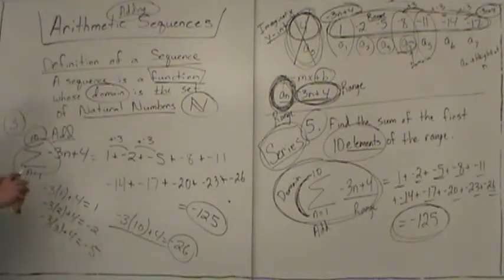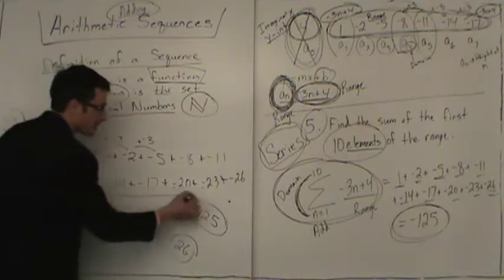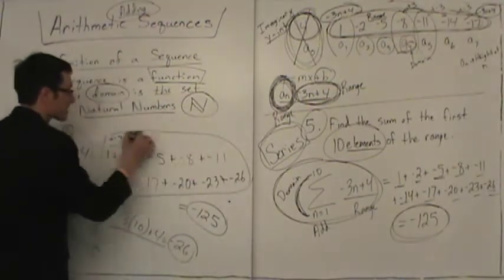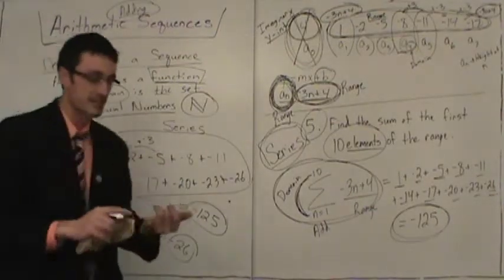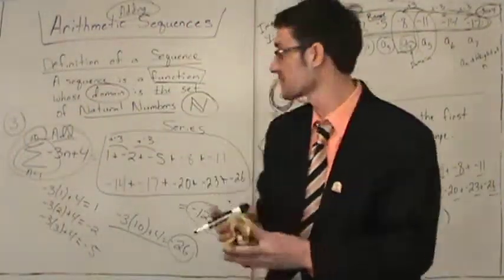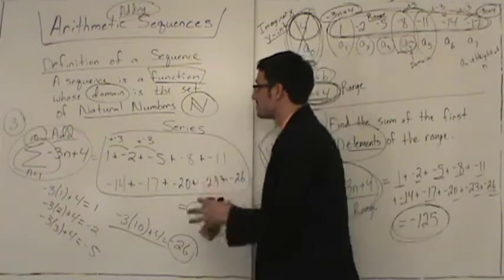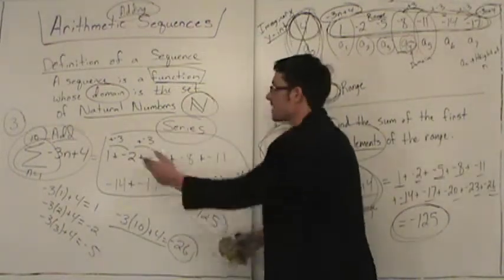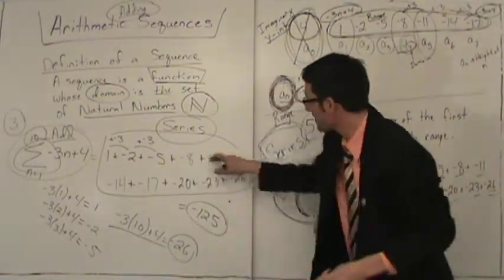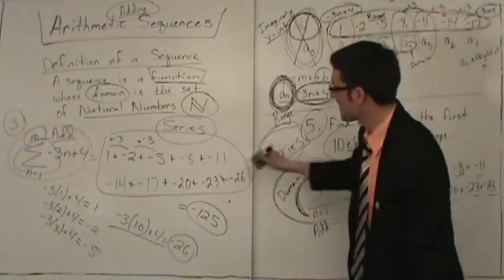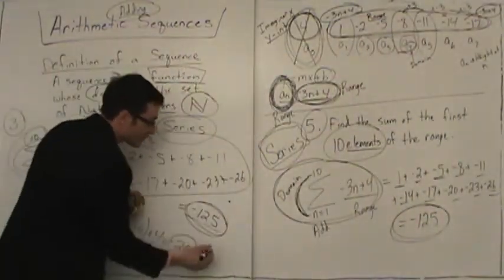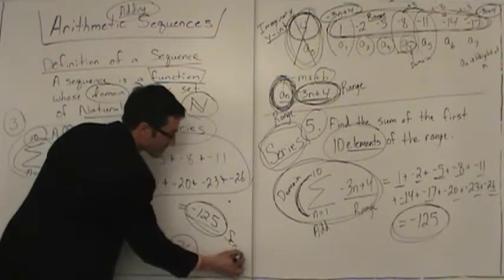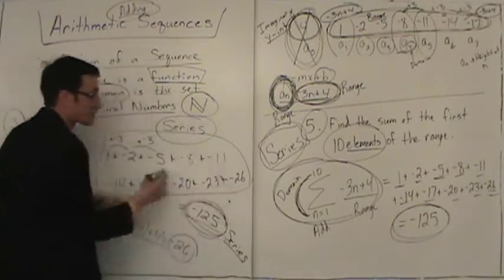Now, what is this called? The sum is called a series. The definition: a series is the sum of a set of range elements of a sequence, or add the numbers in the range of a sequence up. So what is the series value here? Negative 125 is the series. A series is a value. I think that's a great way to think of it.